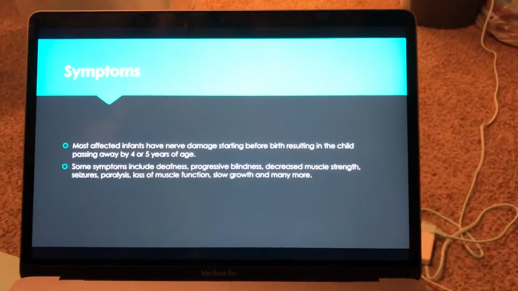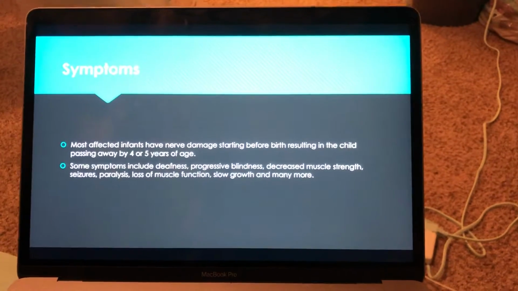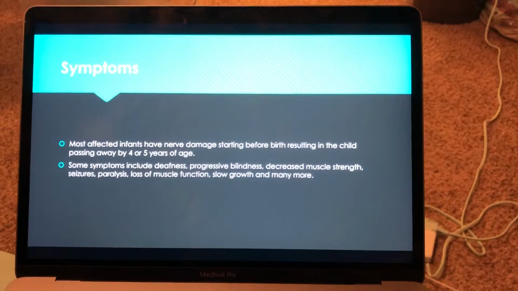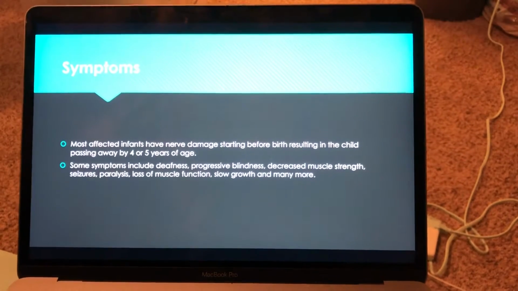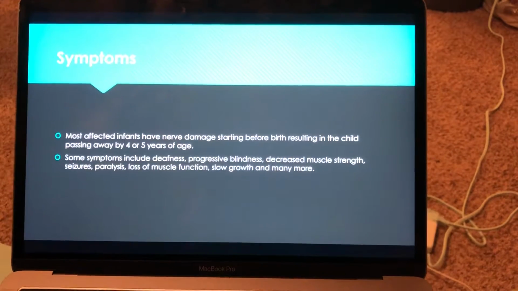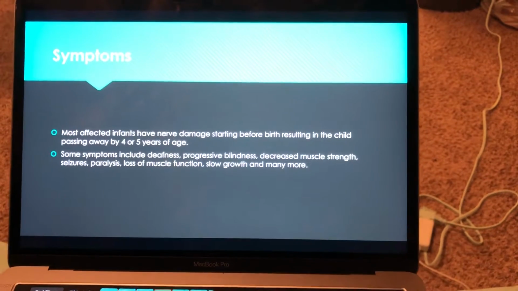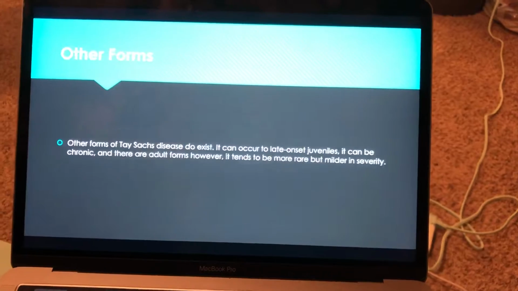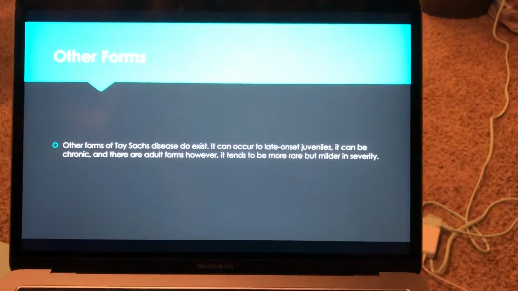Symptoms of Tay-Sachs. Most affected infants have nerve damage starting before birth, resulting in the child passing away by 4 or 5 years of age. Some symptoms include deafness, progressive blindness, decreased muscle strength, seizures, paralysis, loss of muscle function, slow growth, and many more.